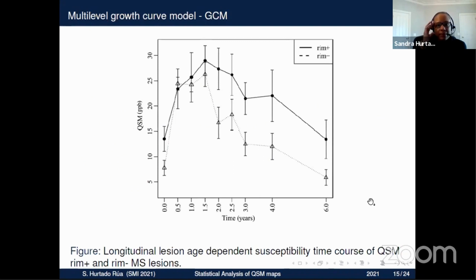So the second model is the GC curve model. It's a subset of the mixed effect model in the sense that it adjusts for multiple lesions per patient, but now it has an orthogonal curve for the time. So you define the curve for the time, but it's flexible to model QSM again as a response variable.